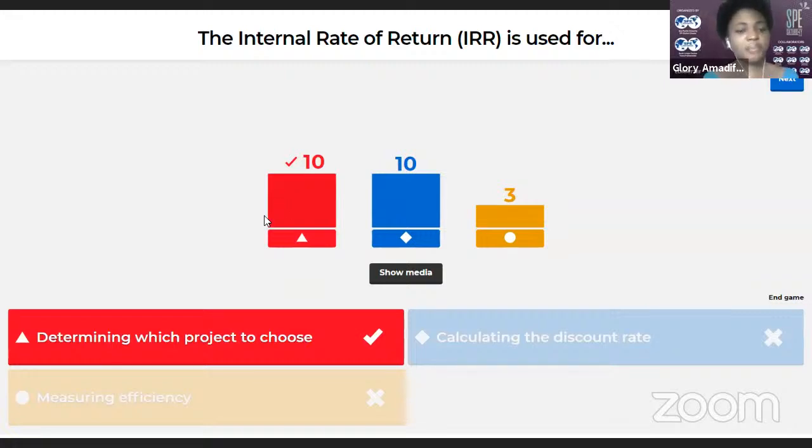So it's determining which project to choose. And just 10% got that. Oh, I had a hard question anyway.